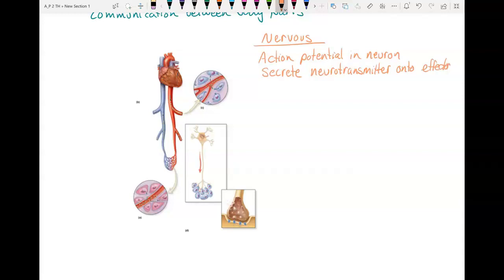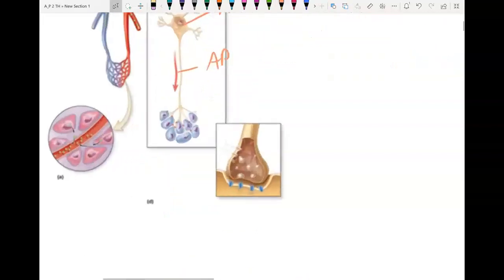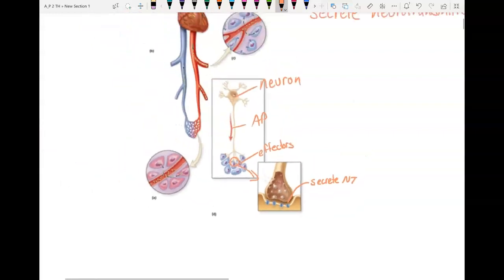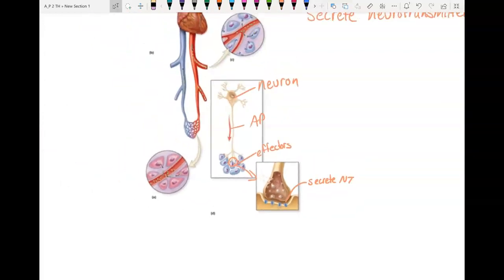So here is your neuron. This arrow represents the action potential moving through the neuron. Here are the cells that are your effectors. They're the cells you're telling to do something. And here you can see you are secreting neurotransmitter. So this is an up close of right here. Those synaptic knobs at the end of the axon secrete neurotransmitter.